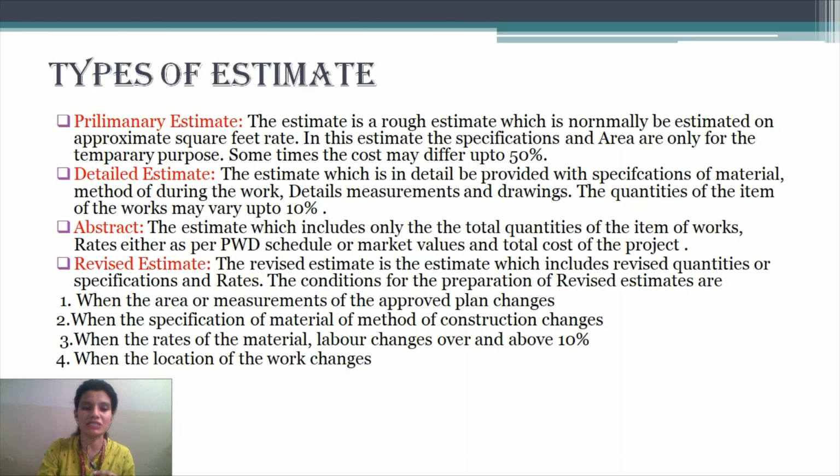The second condition is when the specifications of material or methods of construction change, meaning the methodology or the procedure or the installations we are going to use differ. In that case it will also become necessary to alter or to revise the estimate.